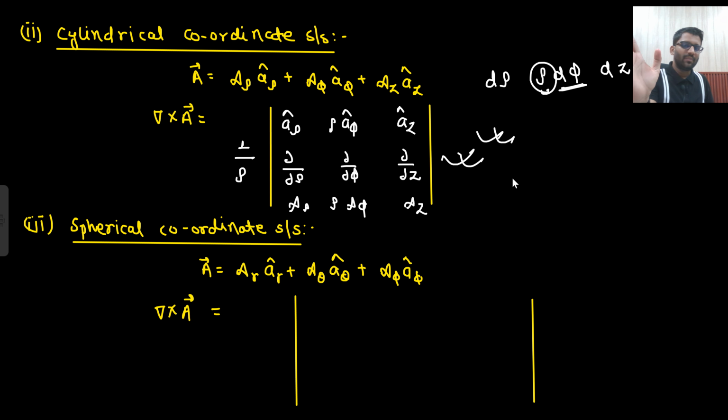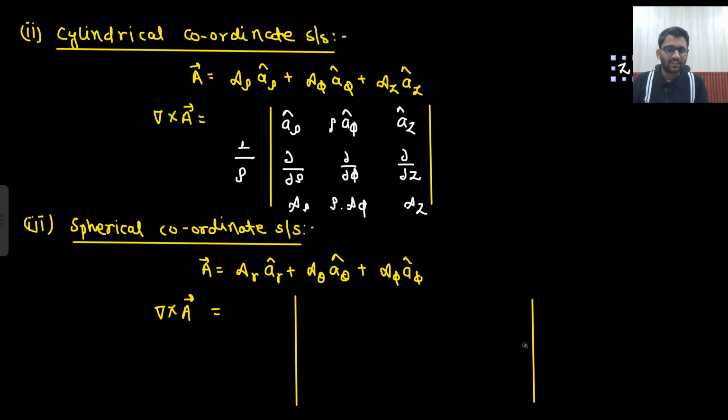The trick I have told: simply write down a rho, a phi, az, then d by d rho, d by d phi and d by dz, or del by del z you can say. Then I will write d rho, d phi, dz. So this rho will never come alone. Rho here, and 1 by rho will also come outward. Whatever you are multiplying here, 1 by that multiplication will also come outward.